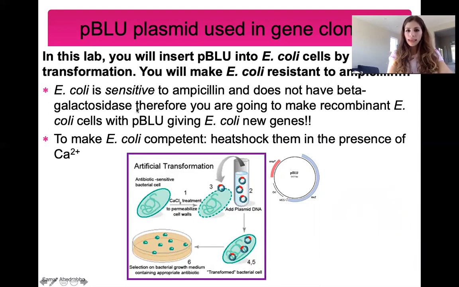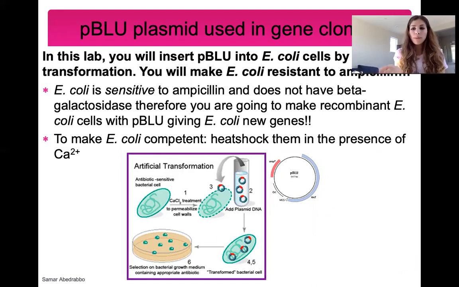E. coli, generally the bacteria is sensitive to ampicillin, meaning that it dies when you give it ampicillin, and it doesn't have beta-galactosidase. So you're going to make recombinant E. coli with the pBLU plasmid. You're giving E. coli new genes. You're giving them ampicillin resistance, and you're giving them the beta-galactosidase enzyme. So to get the plasmid into E. coli, you have to artificially transform them.